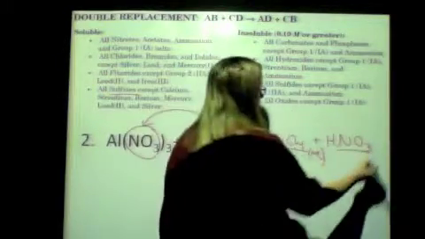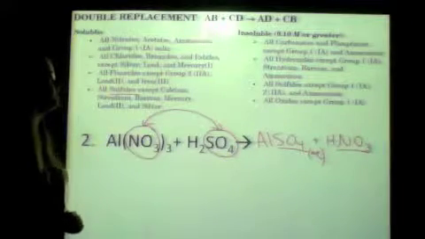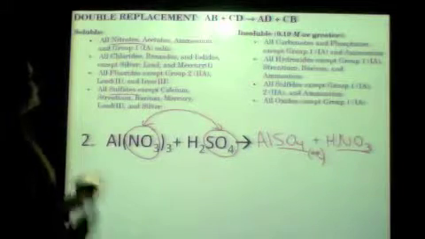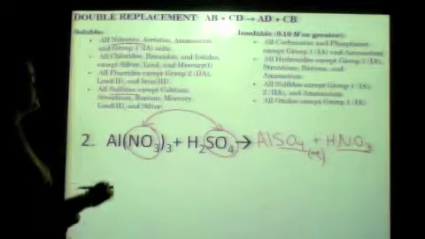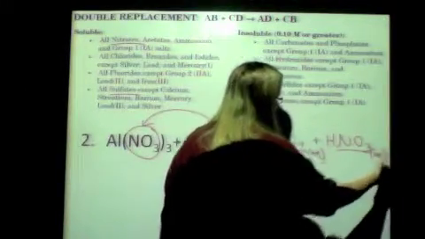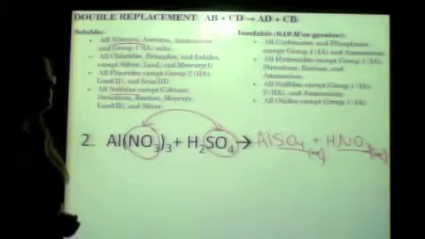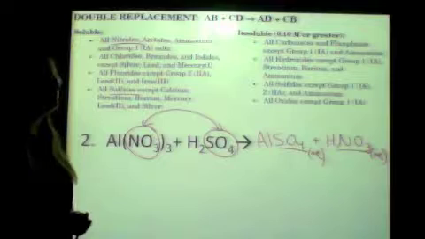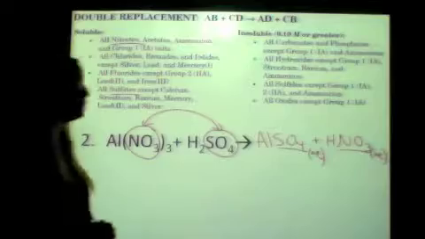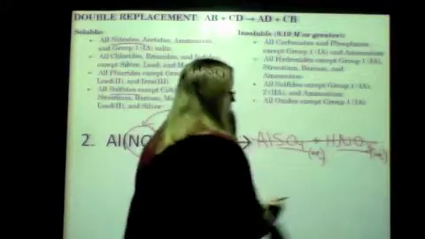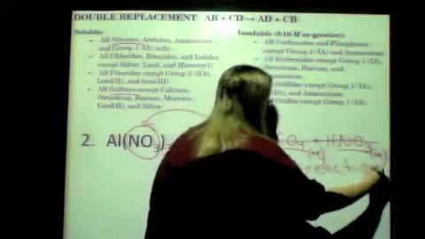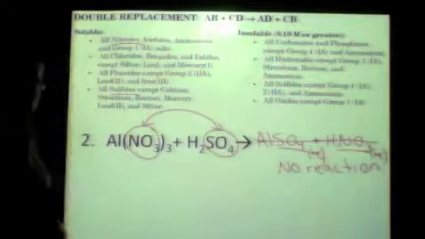Next one, NO3 is nitrate. So you need to find where it talks about nitrates. There. And in this first bullet, there are no exceptions. So that means all nitrates are soluble, which means this one is also aqueous. So in step 2, you figure out whether they're aqueous or solid, and you must have at least one solid. Do we have that one solid? No. That means you need to cross it out and write no reaction.